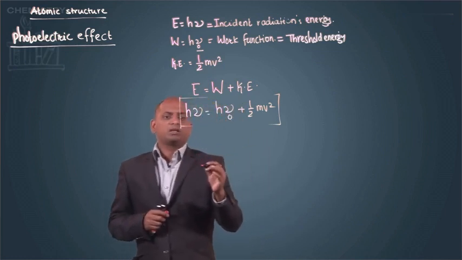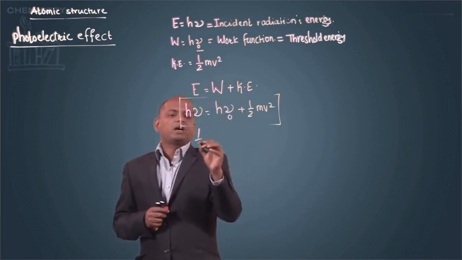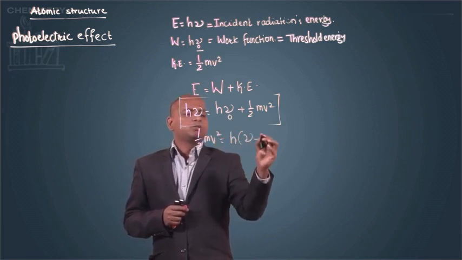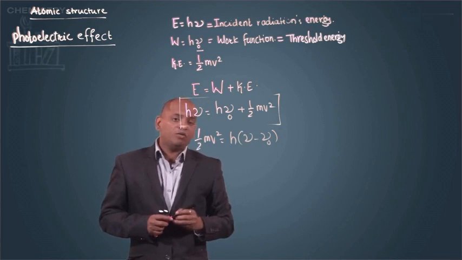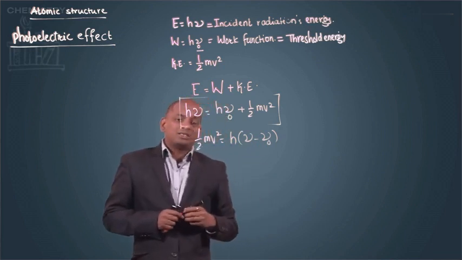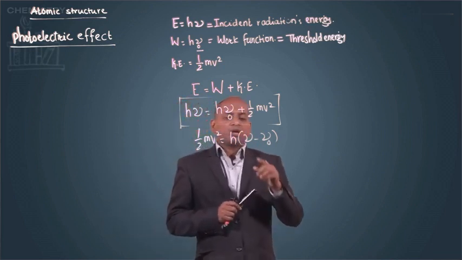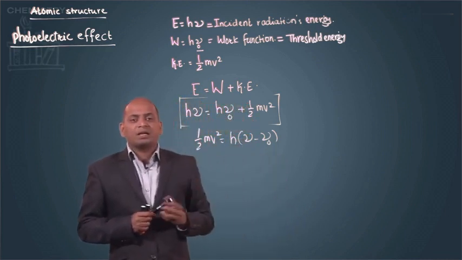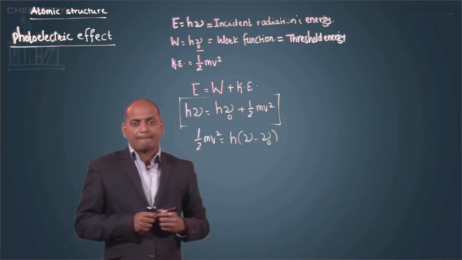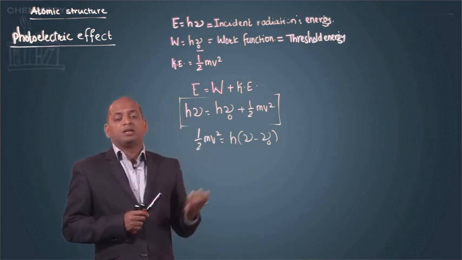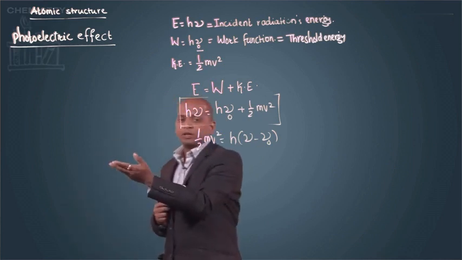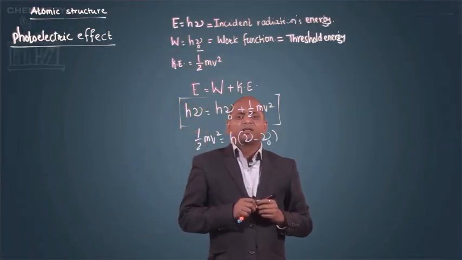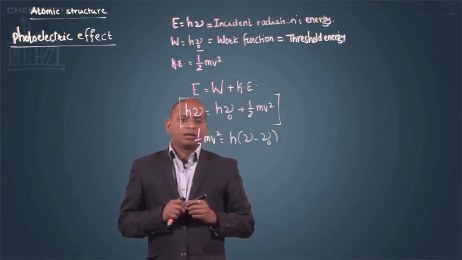I can convert this equation in a simpler way: half m v square is equal to h into (nu minus nu 0). If you observe carefully, to eject an electron, the frequency of radiation nu should be greater than the threshold frequency. Only then can the electron eject out, which we have seen in this diagram. So this is Einstein's photoelectric equation.